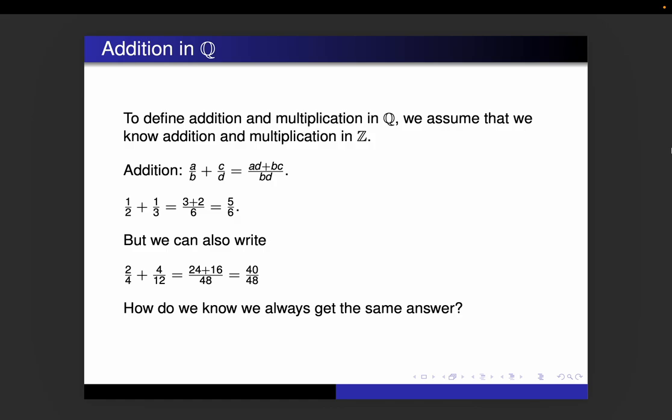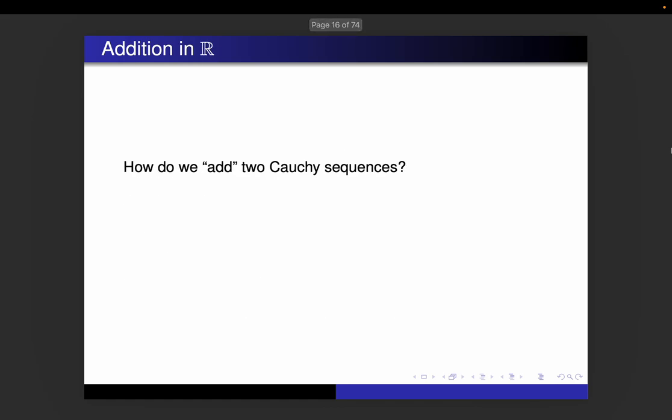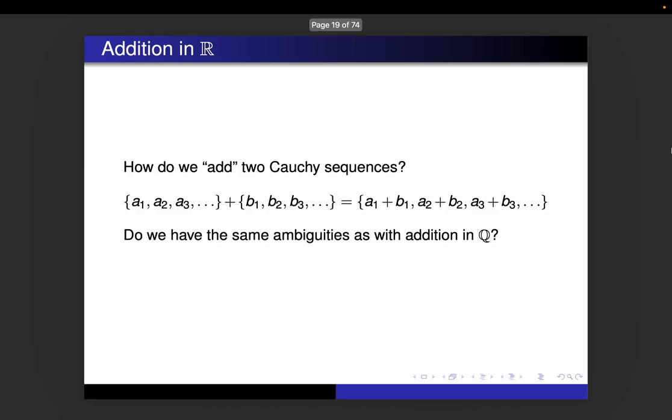Well, I'm not going to tell you what the answer is for rational numbers, but we will worry about that for real numbers. So for real numbers, we have to ask ourselves, how do we add two Cauchy sequences? And we'll do it in a very natural way, right? So if I have the Cauchy sequence a1, a2, a3, etc., and I want to add that to the Cauchy sequence b1, b2, b3, we'll just add them term by term, right? a1 plus b1, a2 plus b2, a3 plus b3. That's going to be our new number when we add those together, right?